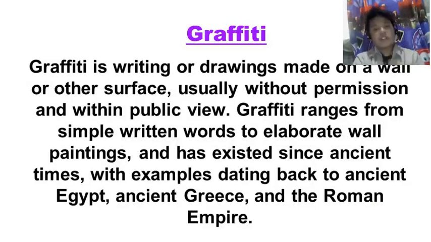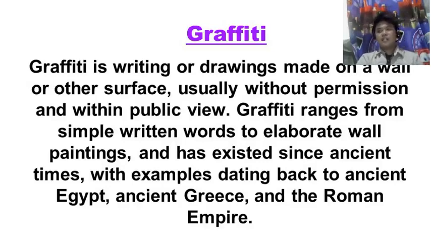Next, we have what we call graffiti. I know you are very familiar with this. So when we say graffiti, it is writing or drawings made on a wall or other surfaces without permission and within public view. So actually, this is a form of vandalism. But what's good to some of the graffiti artists today is that they are given a freedom by the government to do some graffiti on some walls, but not all the walls. So they are given a special permission.